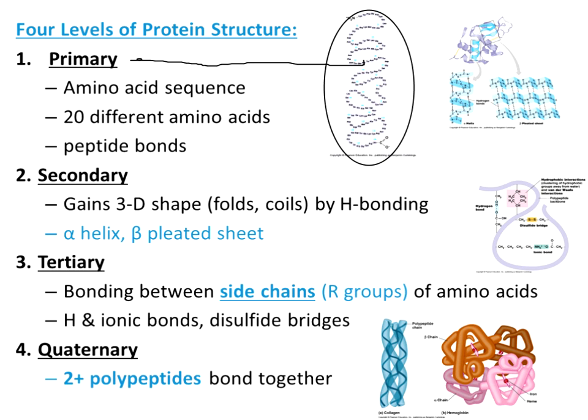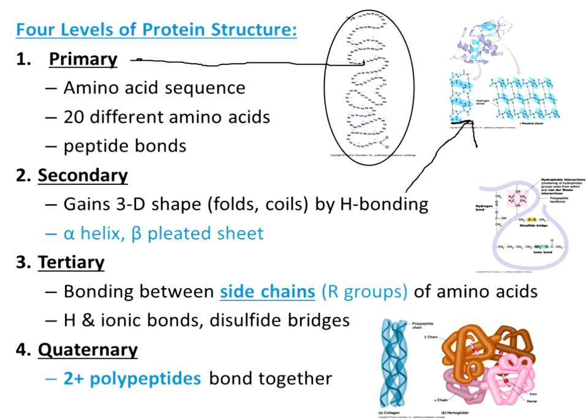All right, so that is basically our primary. And it's just a chain of amino acids. It's a little small, but I have some bigger pictures on the next slide. Our secondary level of protein structure is where it starts to gain a 3D shape, so it starts to fold and coil by hydrogen bonding. So the hydrogens are going to come together. This is where we get an alpha helix or a pleated sheet.